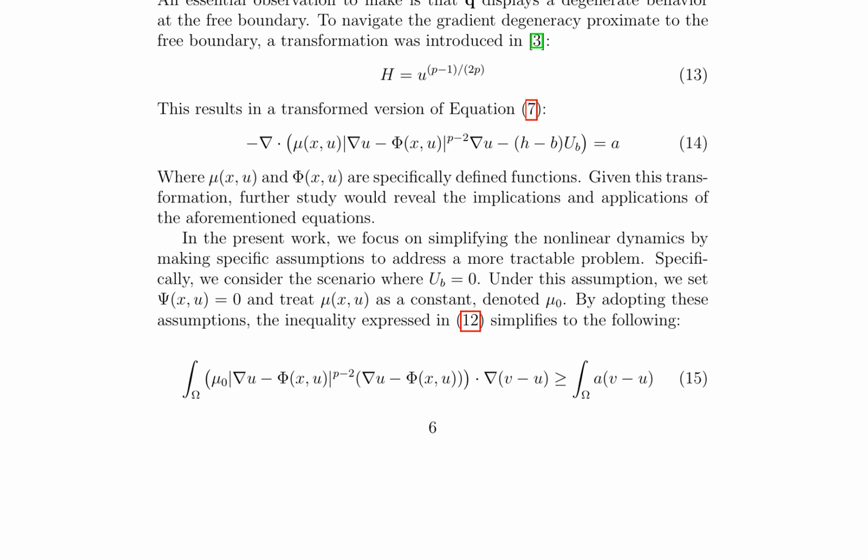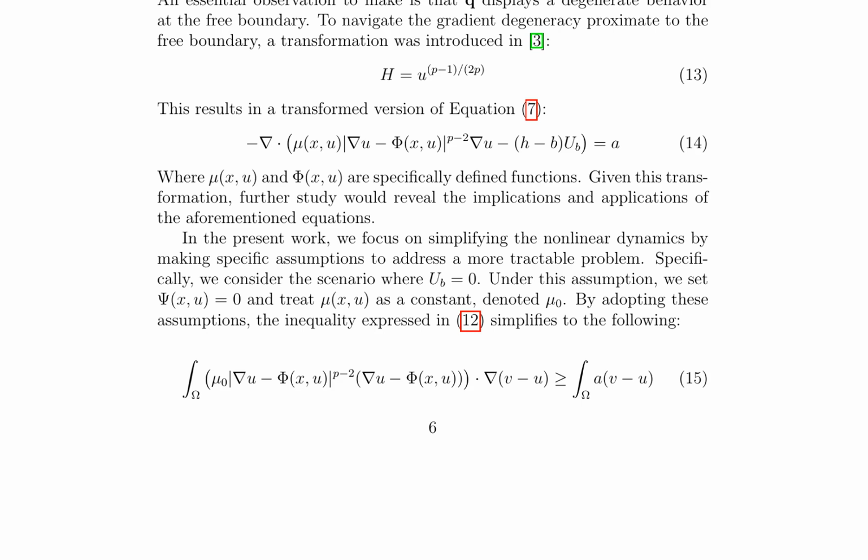In the present work, the authors focus on simplifying the nonlinear dynamics by making specific assumptions to address a more tractable problem. Specifically, they consider the scenario where u_b equals 0, which allows them to set psi(x,u) equals 0 and treat mu(x,u) as a constant, denoted mu_0. Under these assumptions, the inequality in equation 12 simplifies to equation 15.